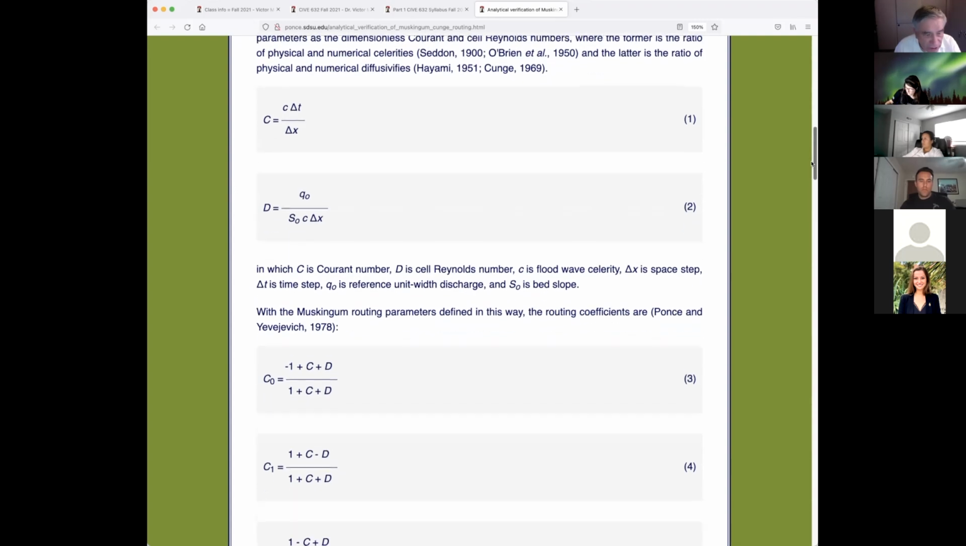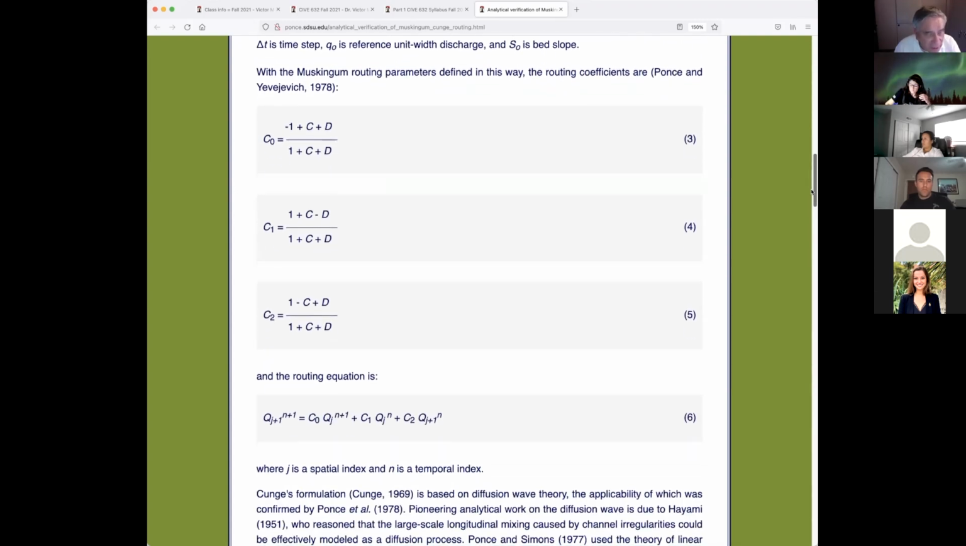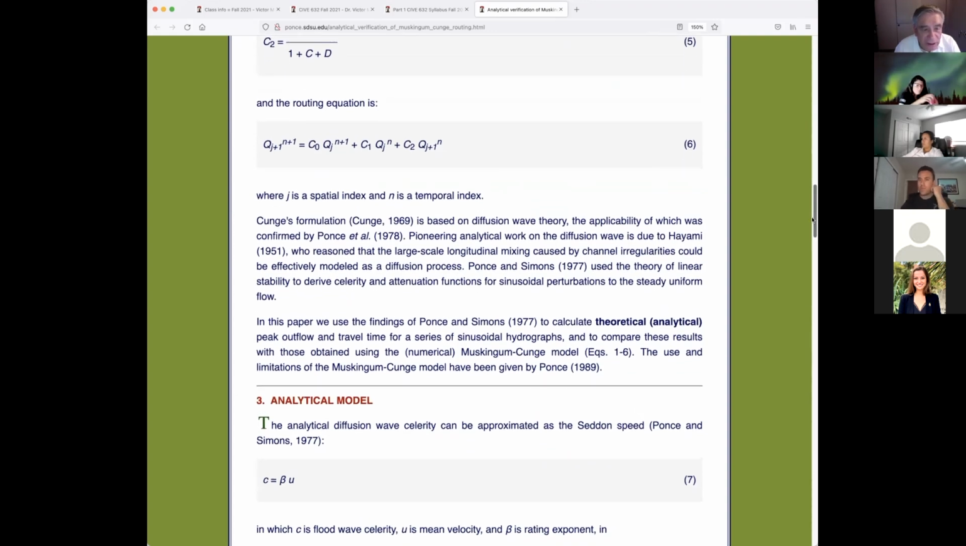We have the same equations, Courant number, cell Reynolds number, and the same CD equations, okay? Cunge formulation is based on diffusion wave theory, the applicability of which was confirmed by Ponce. We confirmed the applicability of the diffusion wave theory. Pioneering analytical work on diffusion wave theory is due to Hayami. We already know Mr. Hayami, who reasoned that the large-scale longitudinal mixing caused by channel irregularities could be effectively modeled as a diffusion process. Ponce and Simons used the theory of linear stability, which you already know. We started with this paper in this class, to derive celerity and attenuation functions for sinusoidal perturbations of the steady uniform flow. In other words, we have the right answer theoretically.